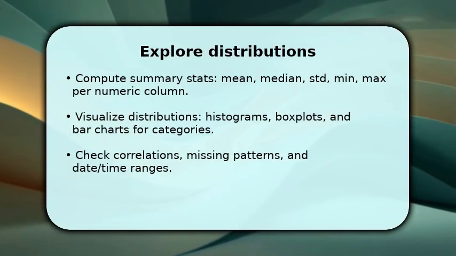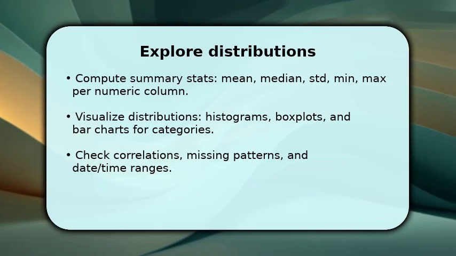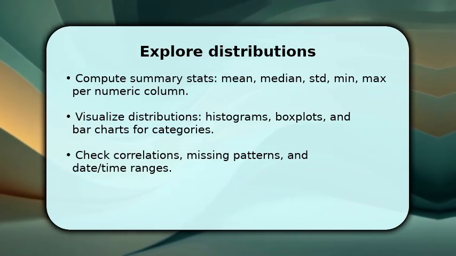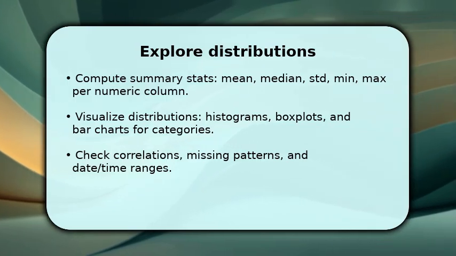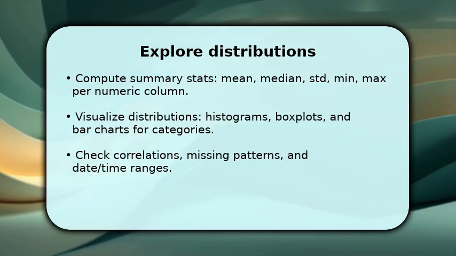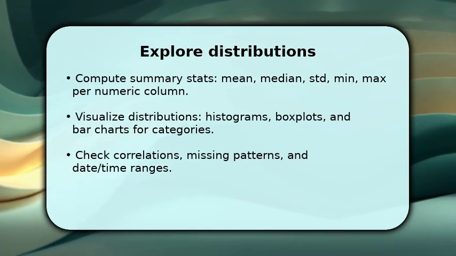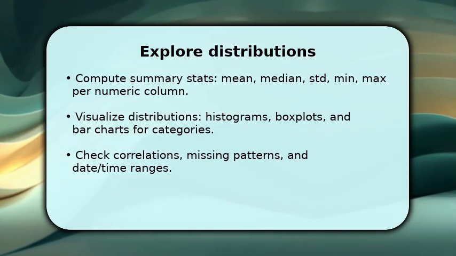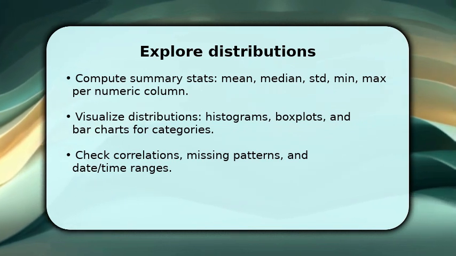Run mean, median, standard deviation, min and max for numeric fields, and draw histograms and box plots to reveal skew or outliers. For categorical fields, generate bar charts and frequency counts to find rare levels. Once these visuals exist, check correlations and missing data patterns so you understand dependencies and reliability. Examine date/time ranges to detect gaps or time zone issues.